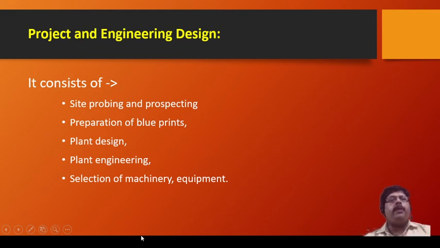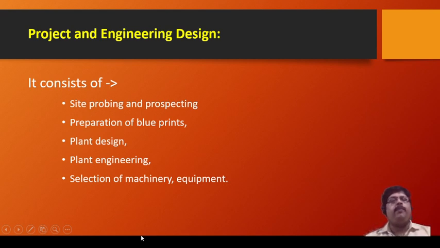This particular phase consists of site probing and prospecting, which means you should have a site on which the construction or whatever manufacturing is to be done. You should have that land. This is done in the project and engineering design phase. Next, preparation of the blueprint. If you are building a house or an apartment, you should have a blueprint of how you are going to implement this. That is called a blueprint, meaning how you are going to implement the project.